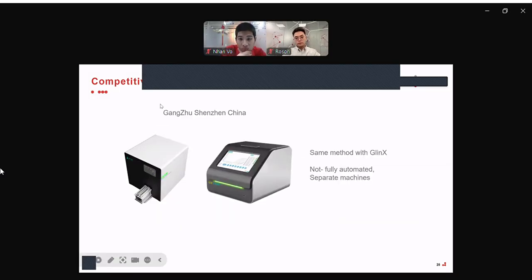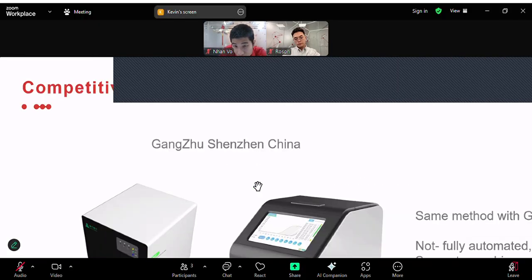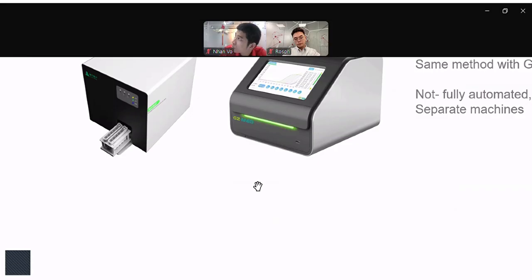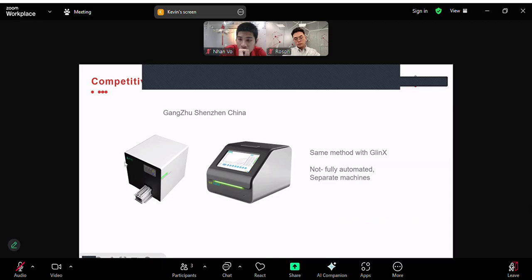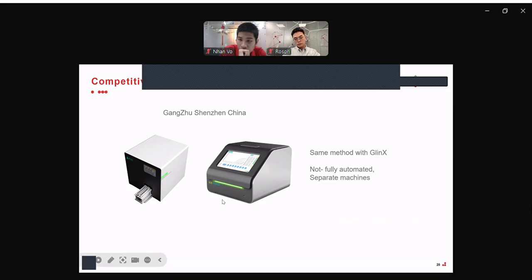And this brand is also from China, the Shenzhen province, named Gangzhou. And the machine is using the same method as G-Links. For the extraction method, it uses the magnetic bead method. And for the amplification method, they're also using the qPCR method. But as you can see, this is the extraction machine, and this is the amplification machine. They are separate from each other. So this is not a fully automated machine.